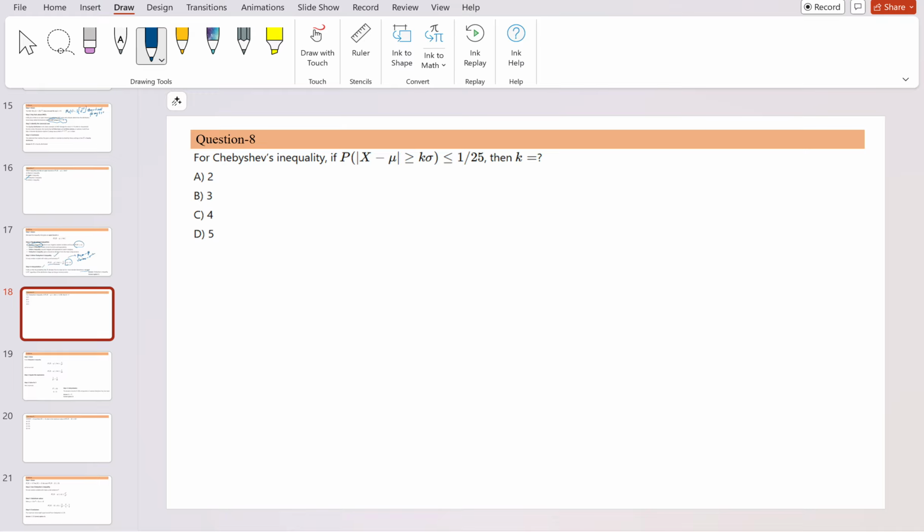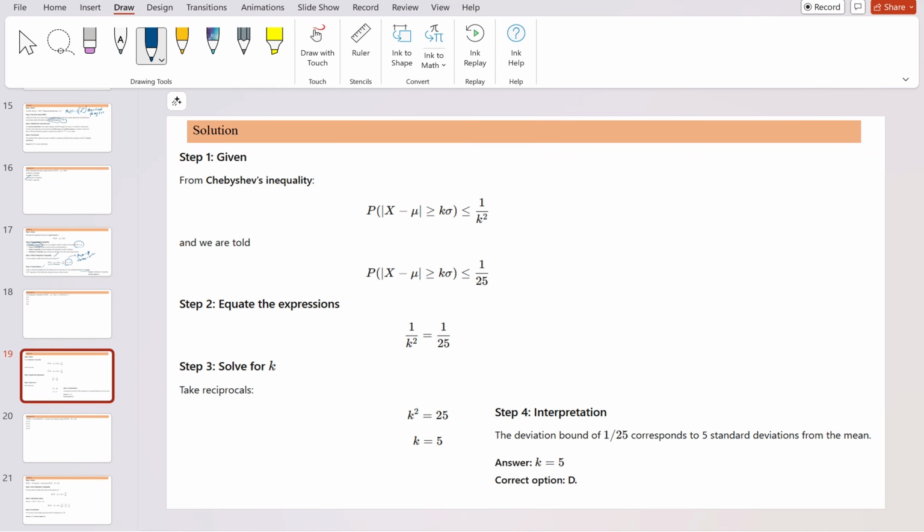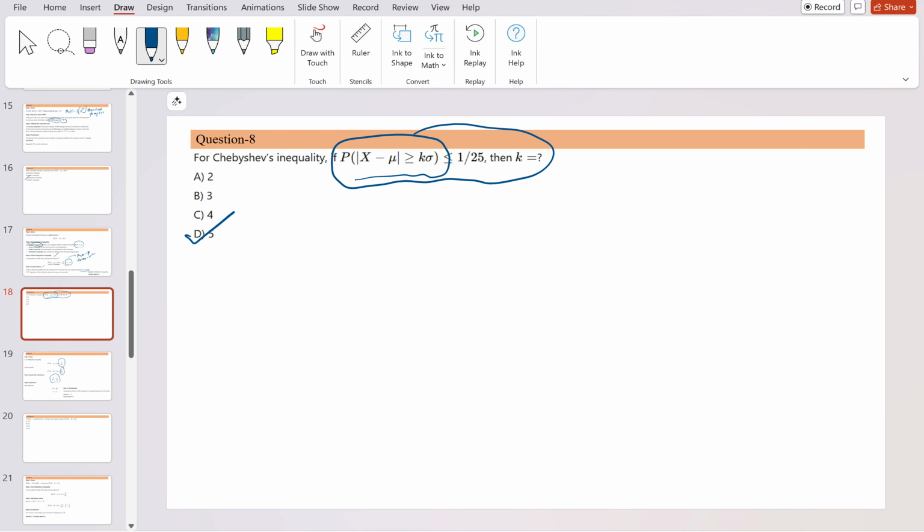Okay, let me give the solution for this. It is saying that for the Chebyshev inequality, the probability of |x minus mu| greater than or equal to k sigma is less than or equal to 1 upon 25. Simply, when you see the Chebyshev inequality, it is the probability of |x minus mu| greater than or equal to k sigma is less than or equal to 1 upon k square. It is given as 1 upon 25. So when you compare 1 upon k square with 1 upon 25, you get the k value as plus or minus 5, but we take the positive value, so it is plus 5. So the deviation bound of 1 upon 25 corresponds to 5 standard deviations from the mean. So k is equal to 5, and the correct answer is option D.